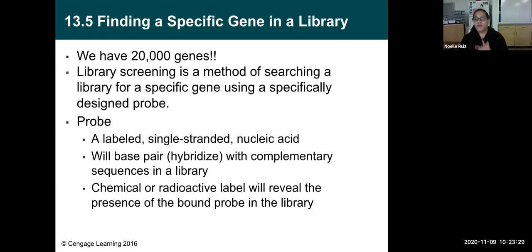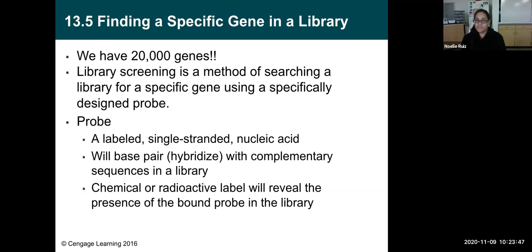Then we have to go back and find the different genes in the library. And just like a library that has millions of books, you got to have a way to find a specific book. You have to have a way to go back and find a specific gene within that library. So we have 20,000 genes.